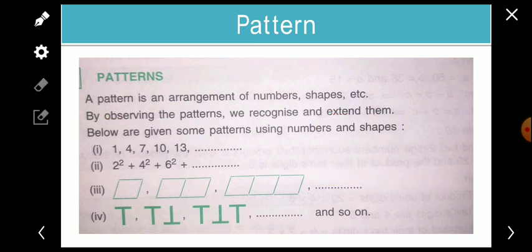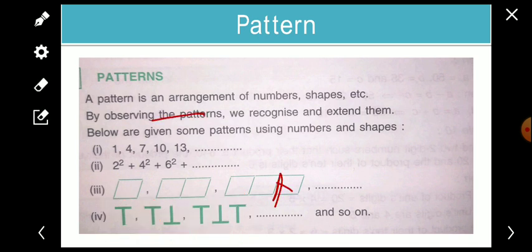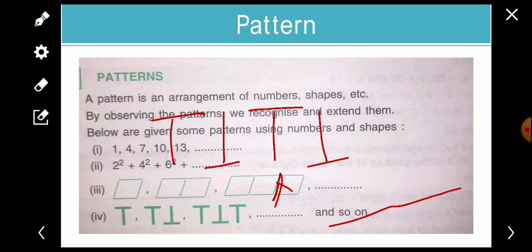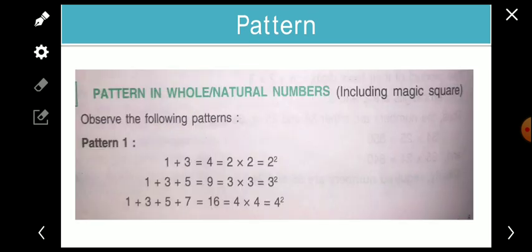Like this here also T is there, then T and inverted T, then T, inverted T, and then erect T. And then what should be here? Very easy: 1 erect, 1 inverse, 1 erect, 1 inverse. Like this it will be written, and so on. We can write many. So first observe the pattern, find out the pattern, and then move further. It is very easy to do.